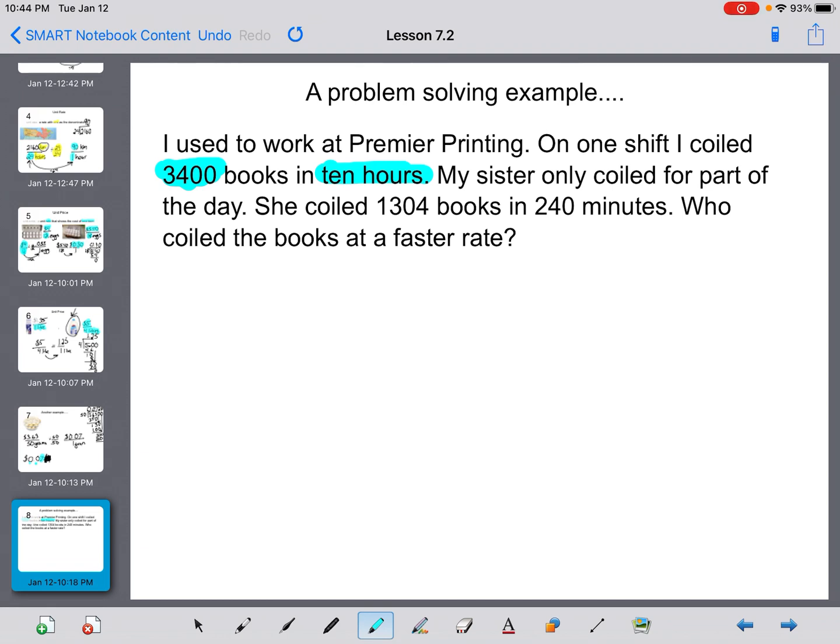But then my sister only coiled for part of the day. She often worked other jobs while she was at this factory. And she coiled 1,340 books in 240 minutes. So we want to know who coiled at a faster rate.